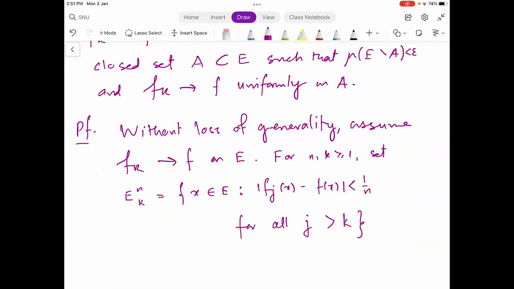Fix an n. Fixing an n, call E_{n,k} to be those x such that |f_j(x) - f(x)| is less than 1/n for all j greater than k. Okay, this is of course contained in E. Note that for fixed n, E_{n,1} is contained in E_{n,2}, and all of them are contained in E.